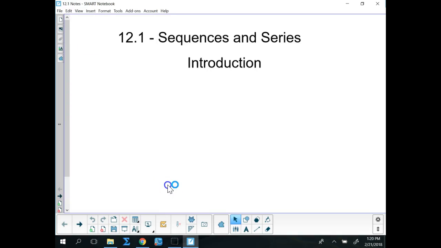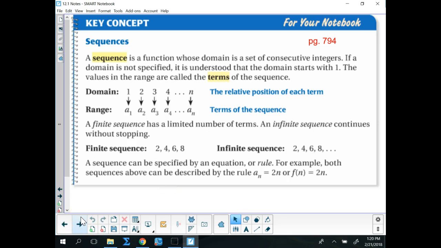So here we go. Let's get a little intro back into sequences and series, and figure out what's what with that. Your textbook on page 794 has a wonderful explanation, a refresher if you will, of sequences and series. I believe the sequence one is on there too, but we'll get to that one in a minute.